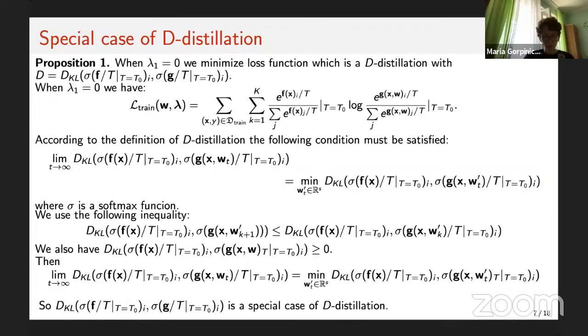We can show that the following KL divergence is a special case of distillation. When lambda1 is equal to 0, there is only the distillation term in L-train. Also, we have a condition that must be satisfied. Using the following inequality, and that KL divergence is greater than 0, we get that the condition is satisfied, and the KL divergence is a special case of distillation.